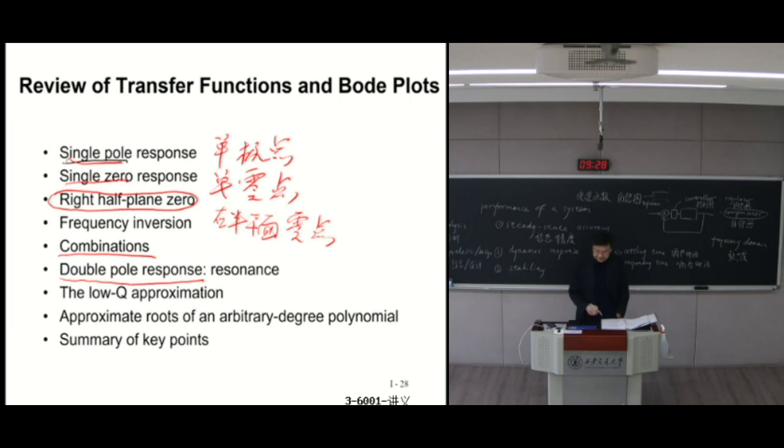Double pole. Double pole means there are fundamentally two poles. Then approximating the roots of an arbitrary degree polynomial. Then we have some summaries. So these are some very important things we need to be very familiar with in order to use them in the future.